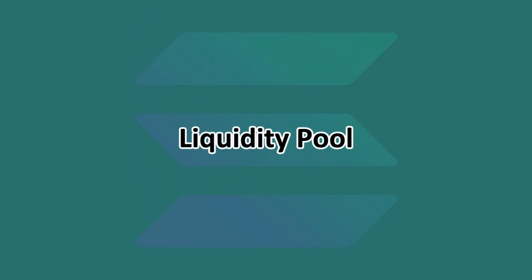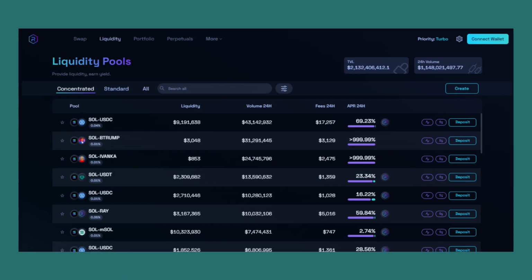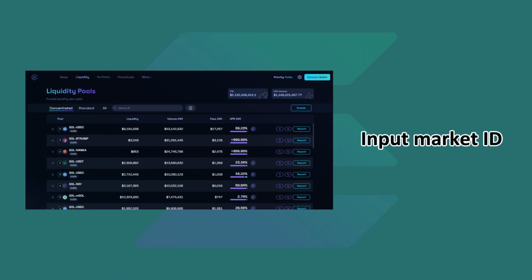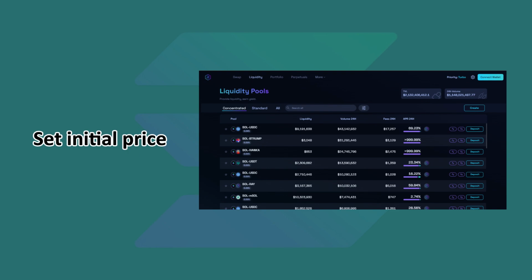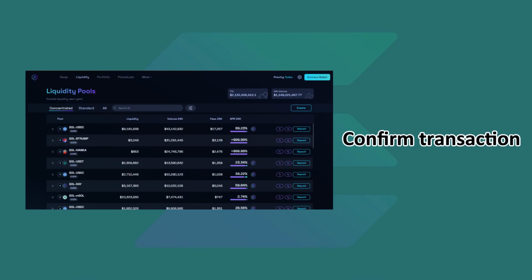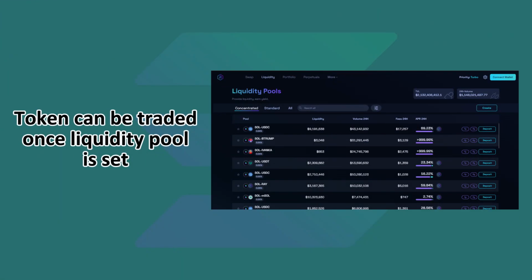Next, we have the liquidity pool using Raydium. Navigate to the liquidity page on Raydium, input the market ID of your token, then set the initial price and add liquidity. Then confirm and execute a transaction to initialize the liquidity pool. Once the liquidity pool is set, the token can be traded.